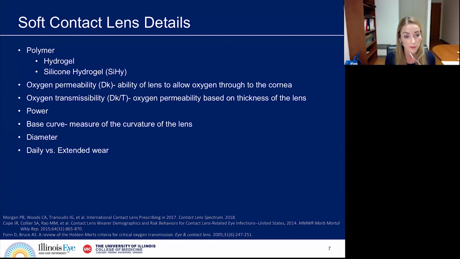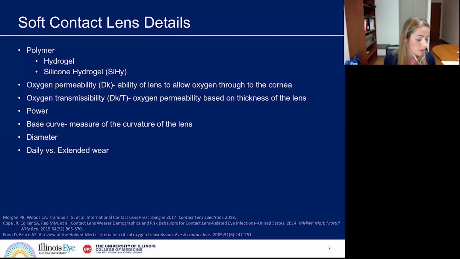The oxygen permeability is the reason the silicone hydrogel is so much better than the hydrogel option. It's a much higher oxygen permeability, which is the ability of the lens to allow oxygen through to the cornea. And then the oxygen transmissibility is the permeability based on the thickness of the lens. So a +3 lens and a -3 lens will have the same permeability, but the transmissibility will be different based on the thickness of each lens.